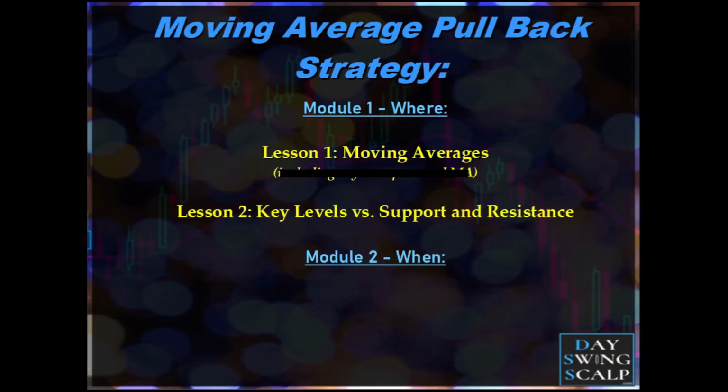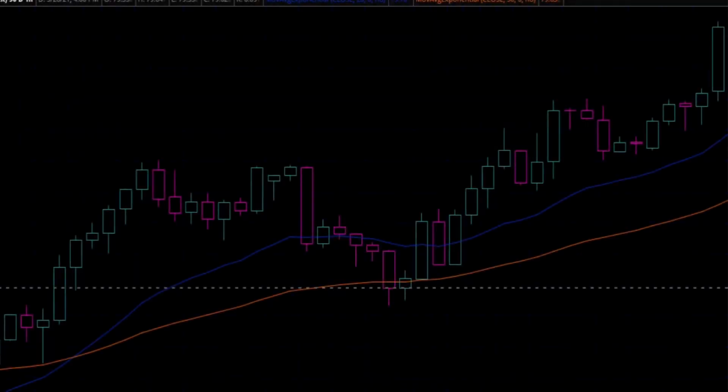Lesson 2. Key trading levels. The second lesson of this series is focused on stacking key levels with the moving average zone that we discussed earlier, to more precisely locate the where of where a trade is most likely to take place.